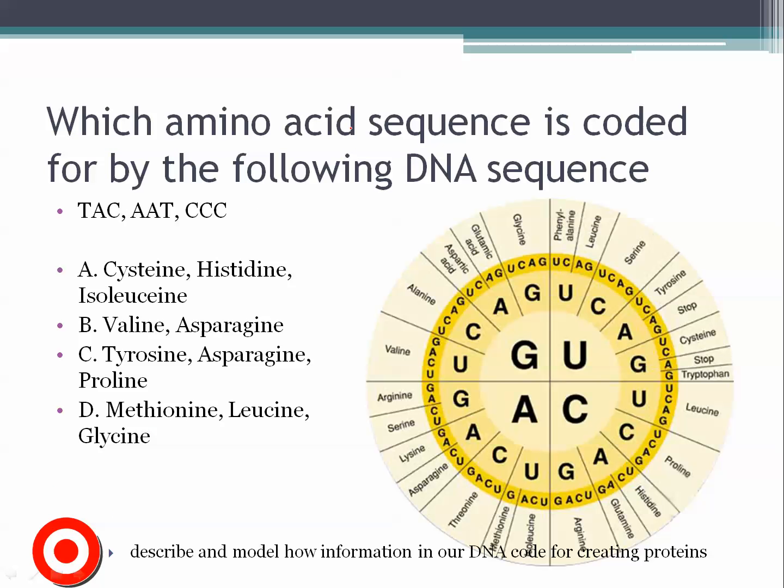And which amino acid sequence is coded for by the following DNA sequence? Remember, this is our DNA sequence, and I'm going to let you figure that one out.